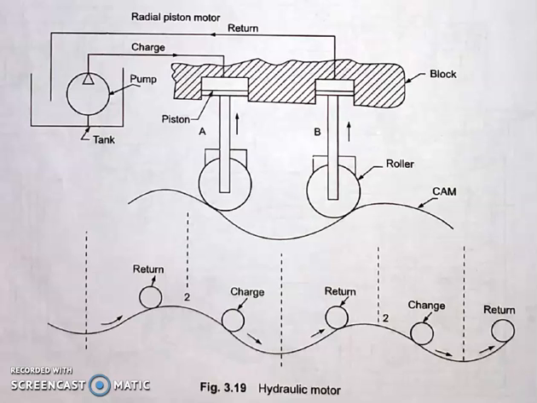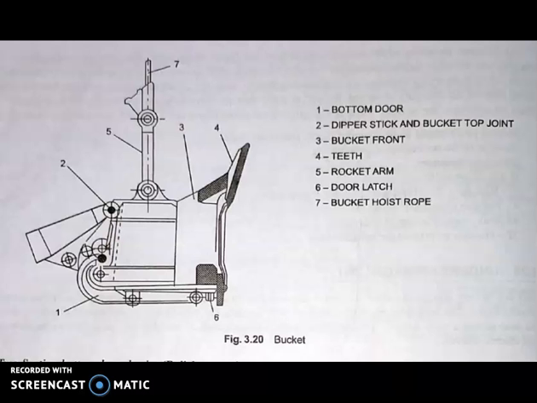After this, now we need to know about some important parts, that is the bucket, then the dipper stick and the boom. These are the most important parts of the shovel. So the buckets used in shovels are of two types. Number one is the bottom discharge bucket and the second one is the side discharge bucket.